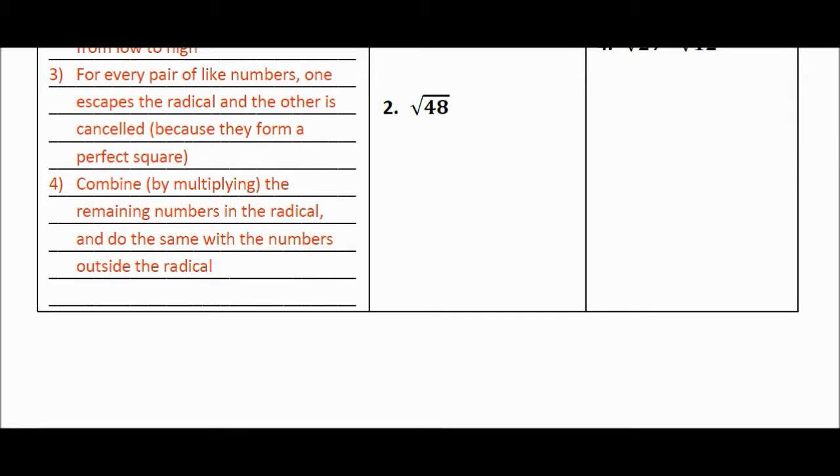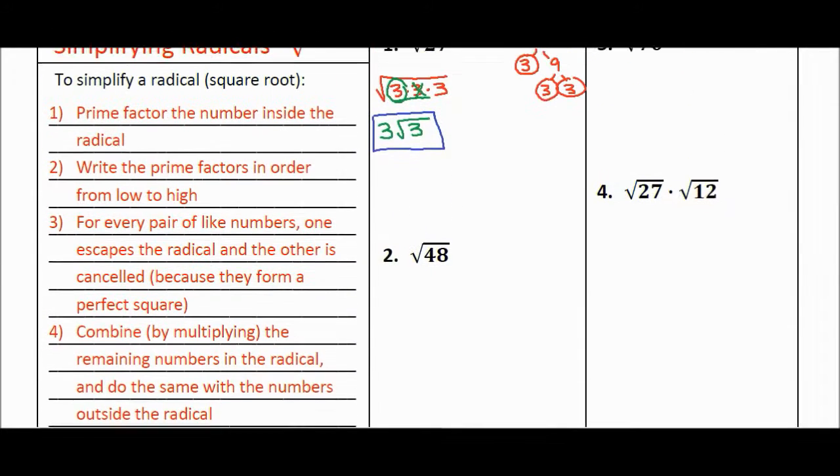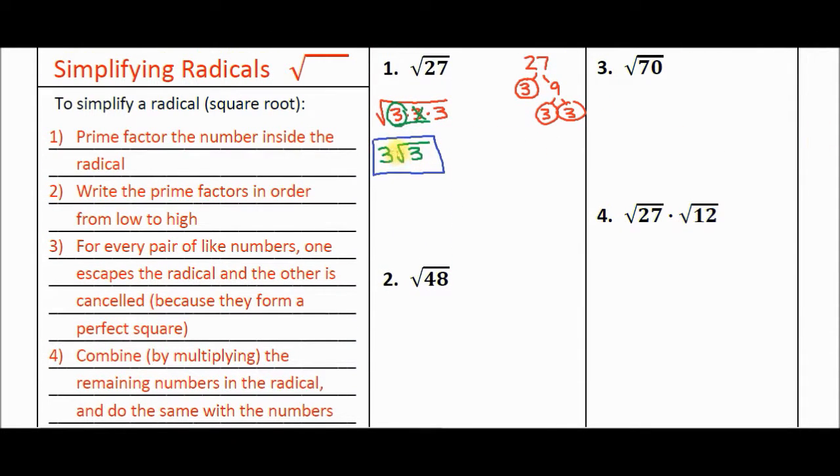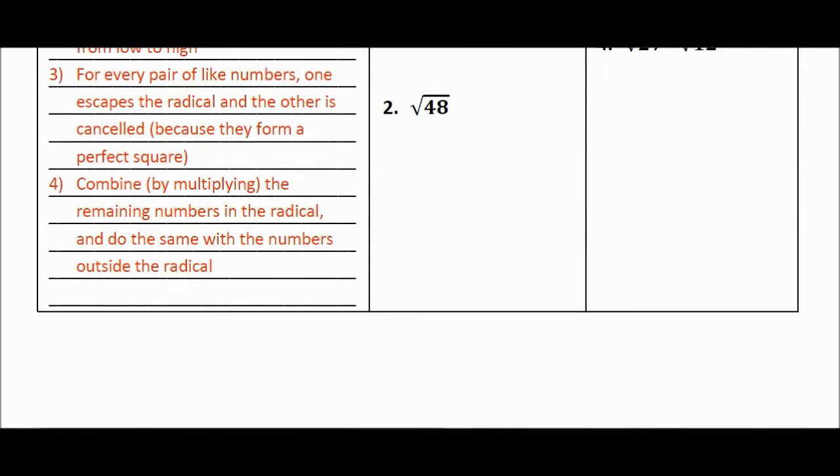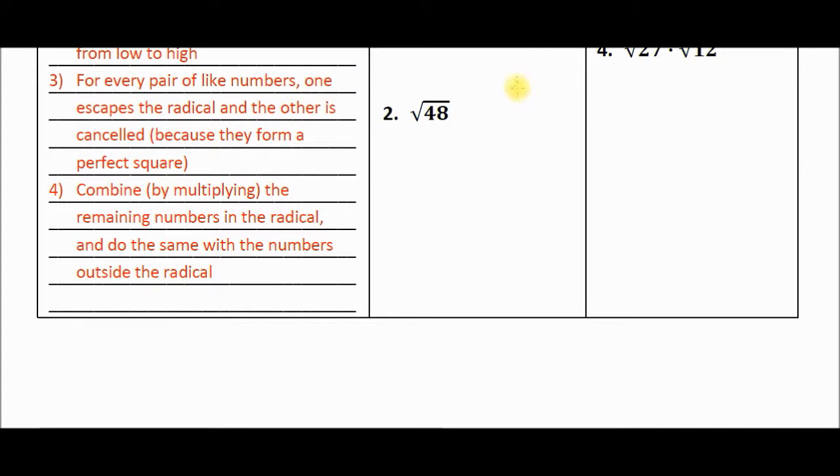Notice for number 1, by the way, we didn't need to do step number 4. There was only one number on the outside of the radical, so it doesn't need to be recombined. There's only one number that remained in the radical, so there's nothing to combine there. Okay, question number 2. Let's go ahead and prime factor this.